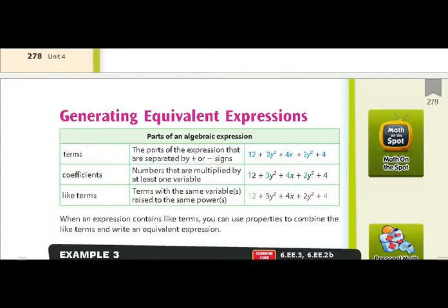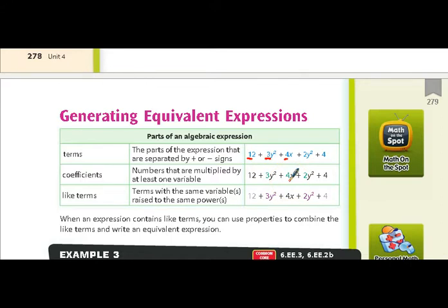Excellent. So generating equivalent expressions. We're going to talk about some vocabulary that's going to be important as we move forward. So parts of the algebraic expression. We have terms. And terms are each part in between, like 12 is a term, 3y squared, 4x. So anything that's connected with the addition or subtraction sign, those are the terms. Coefficients. When we have variables, the number in front of it is the coefficient. Like in this example, we have 3y squared, so 3 is the coefficient. 4x, 4 is going to be the coefficient.